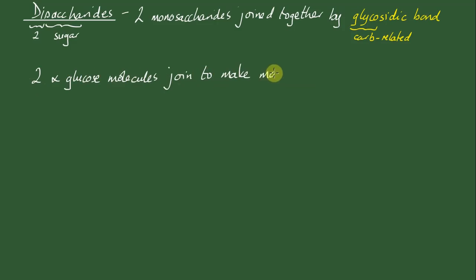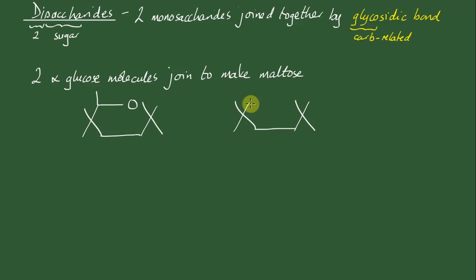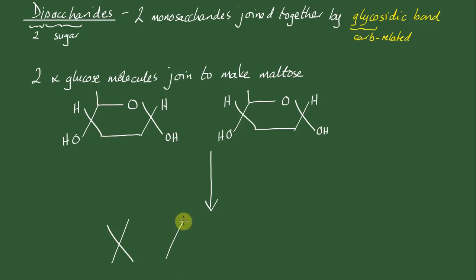So how do 2 alpha glucose molecules join to make maltose? So here I am drawing my quick sketch of the alpha glucose molecules. Again, notice that the hydroxyl groups are on the bottom of the molecules, both of them. And you'll be able to see here when I draw the maltose molecule what has happened.